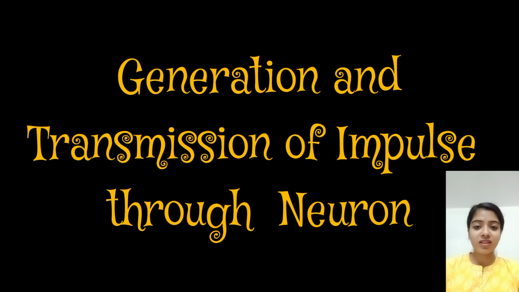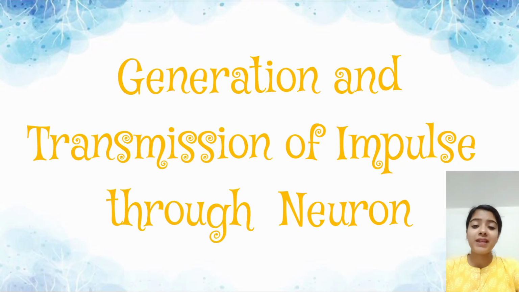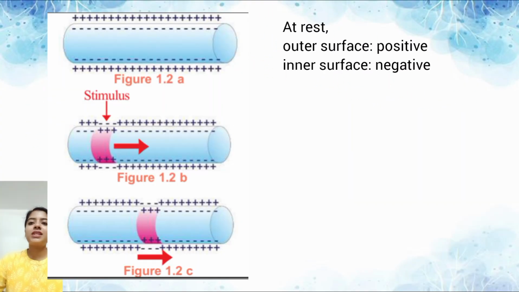So now we saw the different parts of a neuron. Now let us see how an impulse is being transmitted through a neuron. So we can see three figures here. It is a figure of an axon.